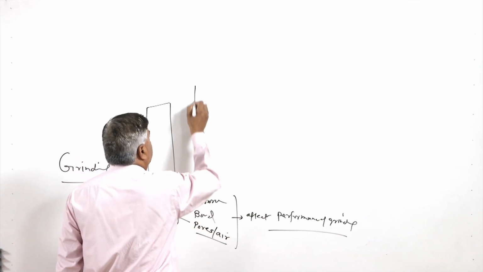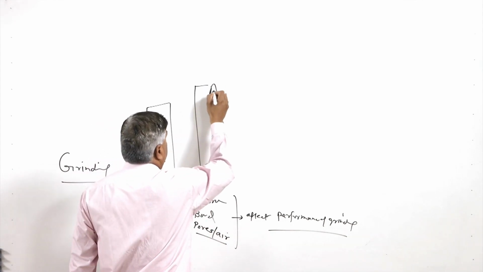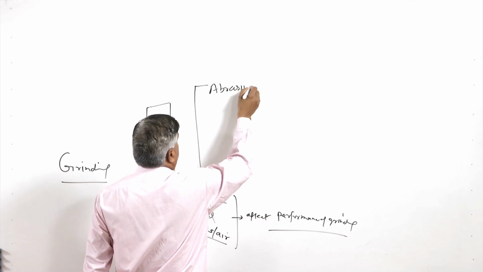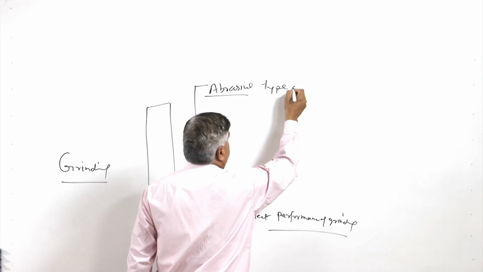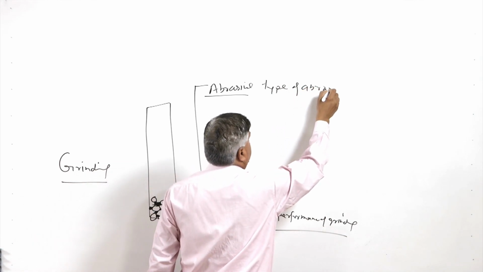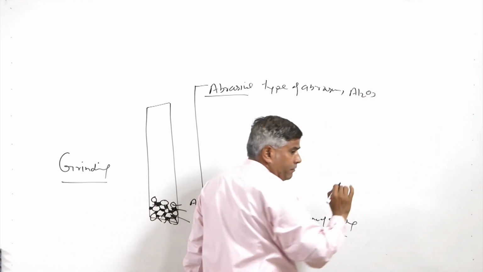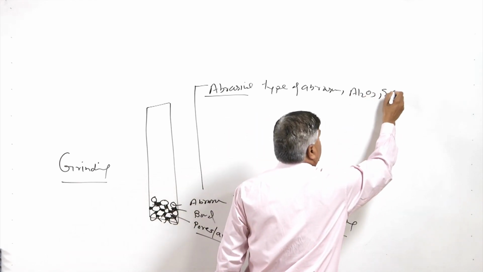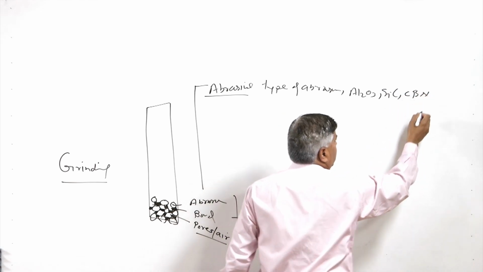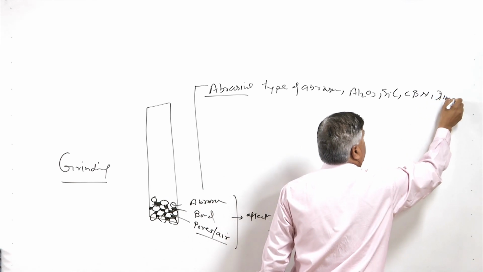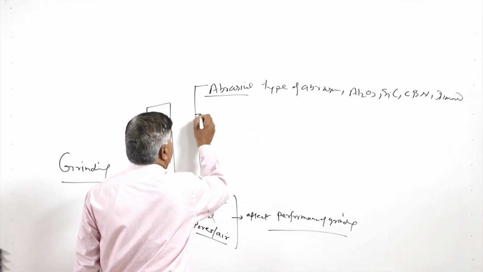There are basically 4 or 5 important characteristics, which include the abrasives, which means the type of abrasive being used. Al2O3, alumina, is one of the most commonly used abrasives, silicon carbide is another, cubic boron nitride is another, and diamond is the fourth. These are the 4 common abrasives which are used.